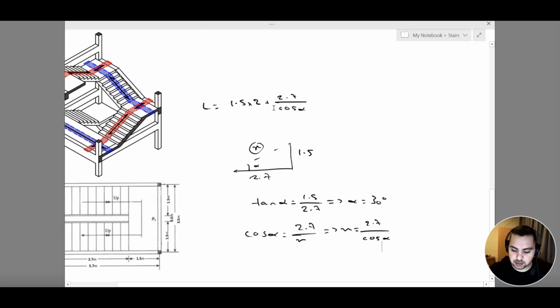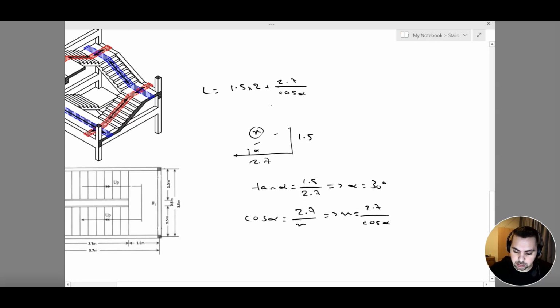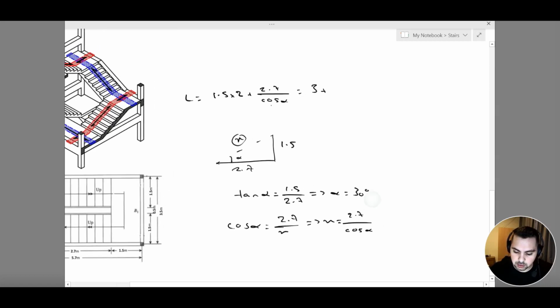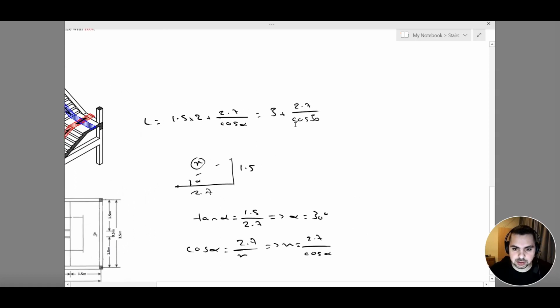Now if we go back here, L equals 2 times 1.5, which is 3, plus 2.7 over cosine 30, which is going to be 3 plus 3.11, equals 6.11.